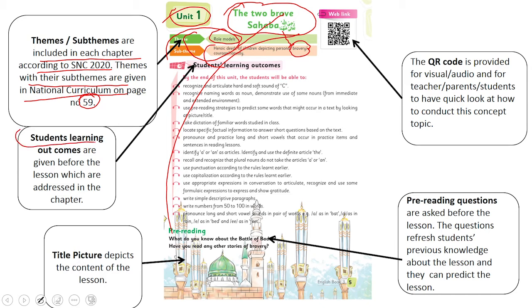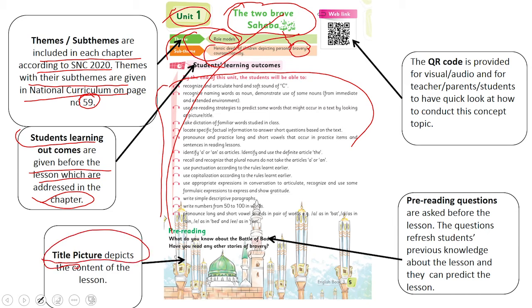Student learning outcomes are given before the lesson, which are addressed in the chapter. I have designed different activities on these SLOs. For each chapter, the SLOs are given here before starting the lesson. The title picture depicts the content of the lesson. If you see the title picture, you can have an idea what the lesson, the poem or the story is about.